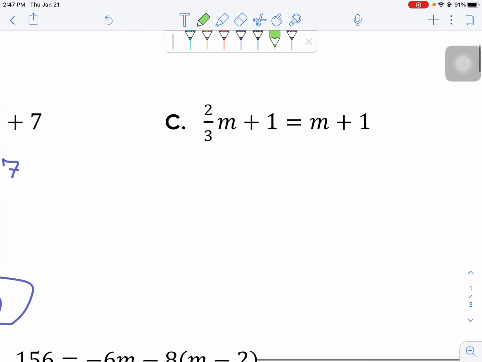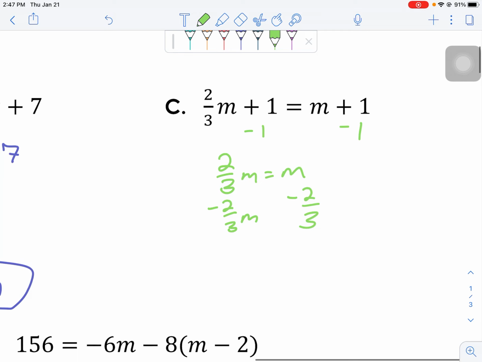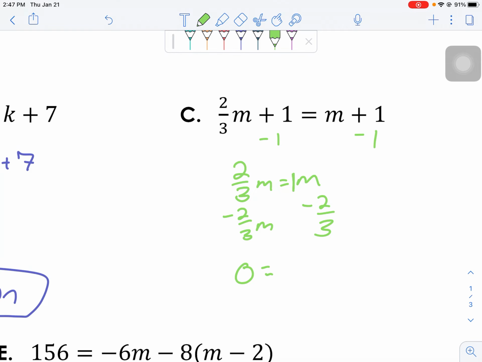Next one up, so we have 2/3 m plus 1 equals m plus 1. So I'm going to subtract the 1 from both sides here. That's going to give us 2/3 m equals m. And then what I like to do is I like to subtract the 2/3 m to the other side. And then how does this work? Well, this is 0. On the right side, this is technically 1m.